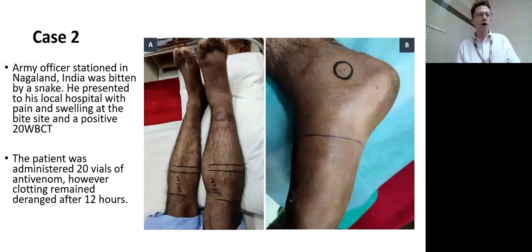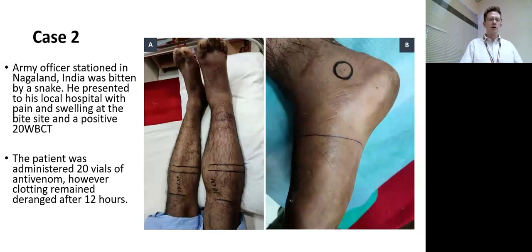So, case two, hot off the press. Some of you may well have been involved in the discussions around this case. An army officer stationed in Nagaland in northeast India was bitten by a snake, presented to his local hospital with pain, swelling at the bite site, and a positive 20-minute whole blood clotting test. Now, I assume that we all know what the 20-minute whole blood clotting test means. It's a bedside test for coagulopathy.